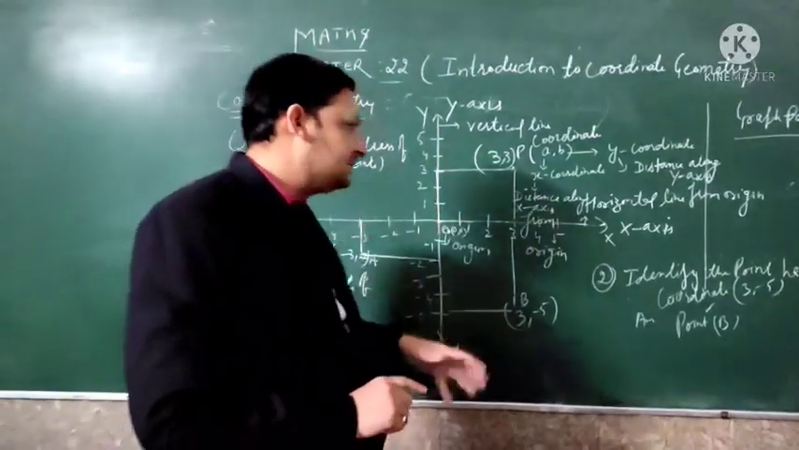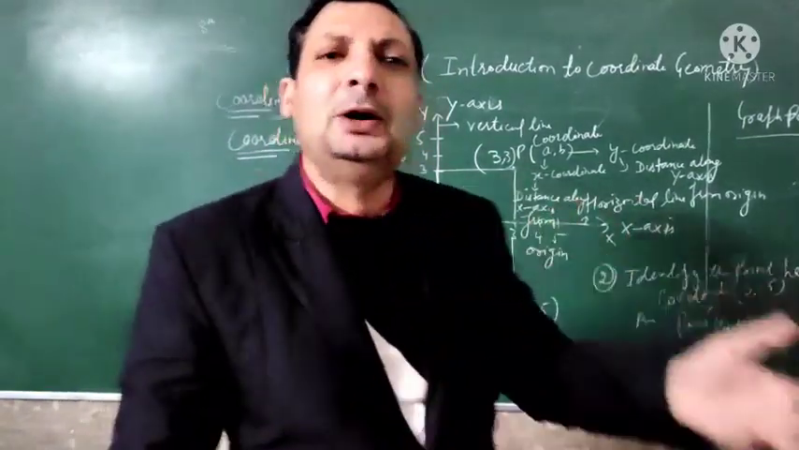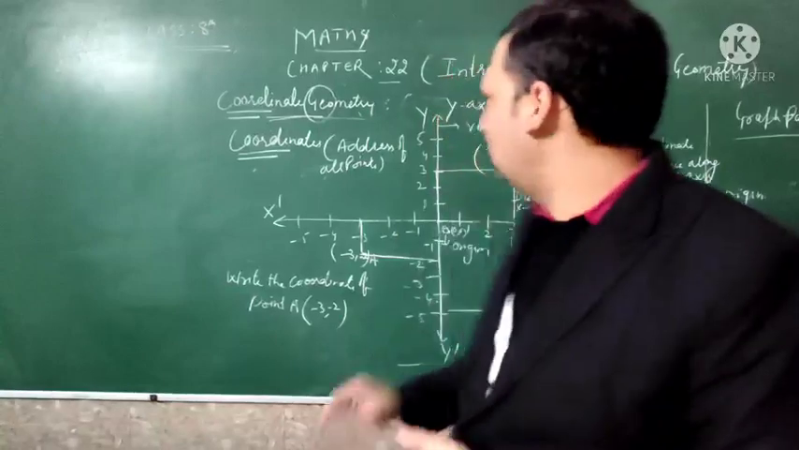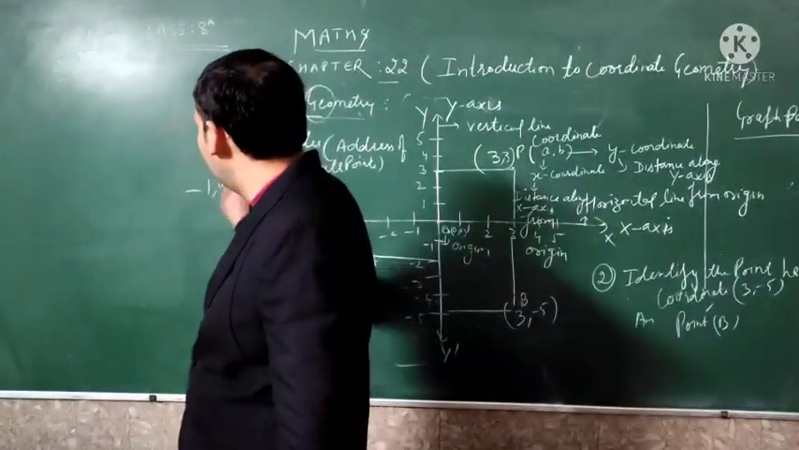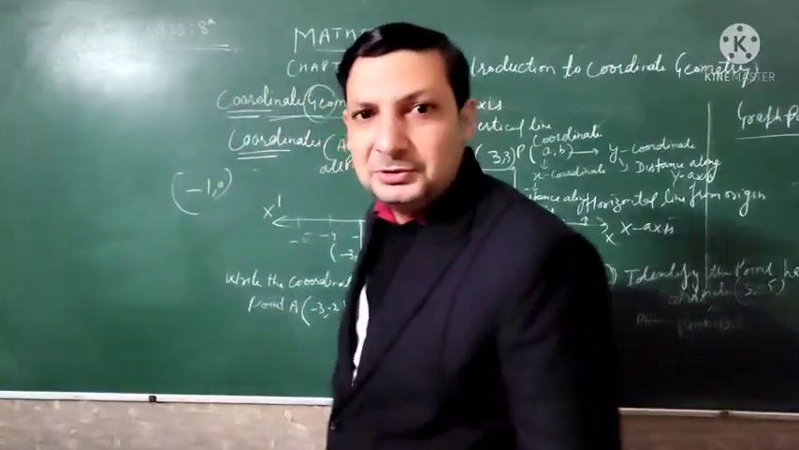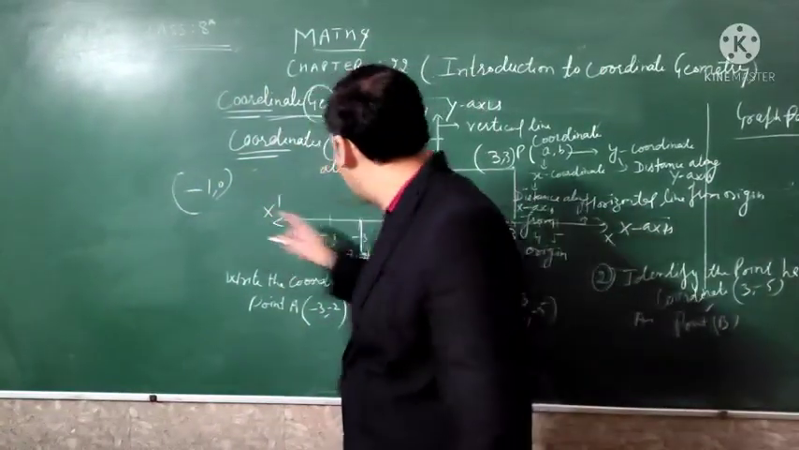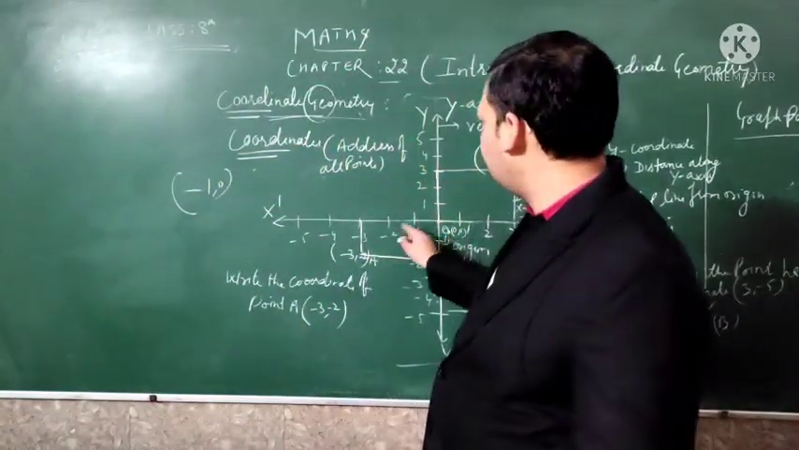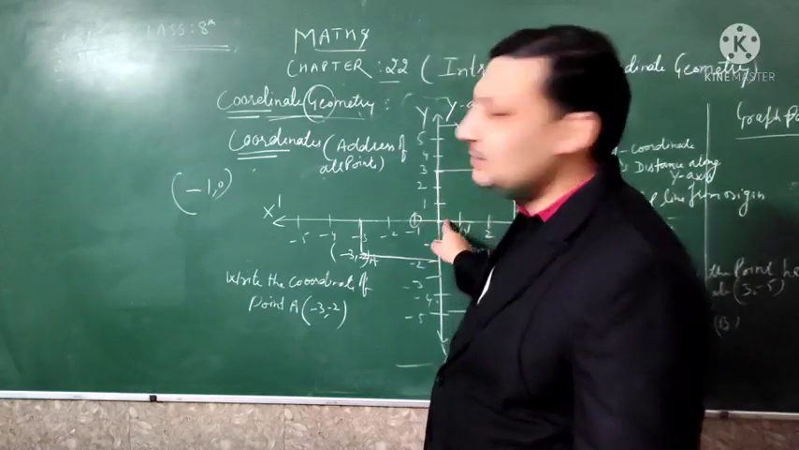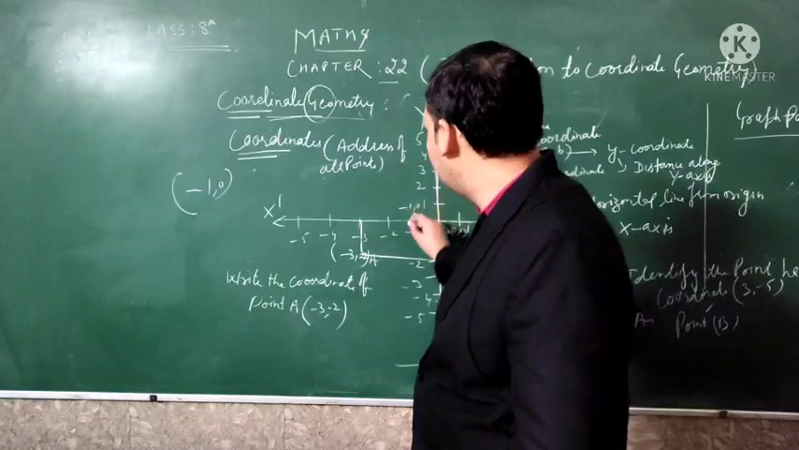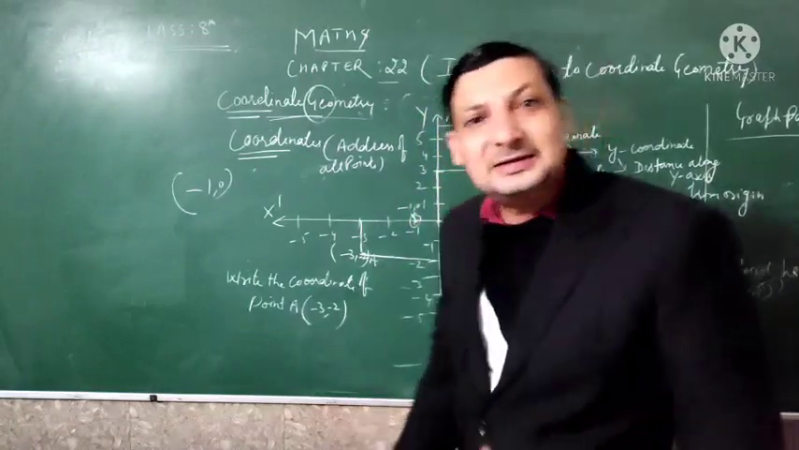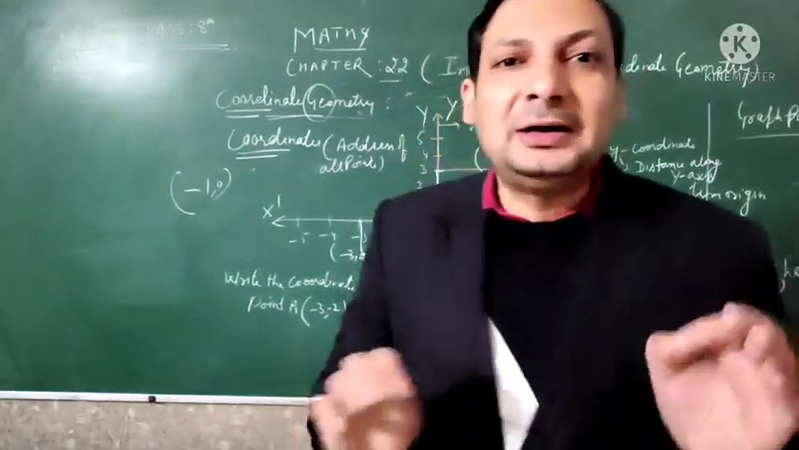Like this we can draw any point, maybe positive, negative. Like I want to draw point (-1, 0). You see, -1 means x coordinate, in the negative direction this side, and 0 means origin. So it is the position (-1, 0). It lies only on the x-axis, on the negative x-axis.